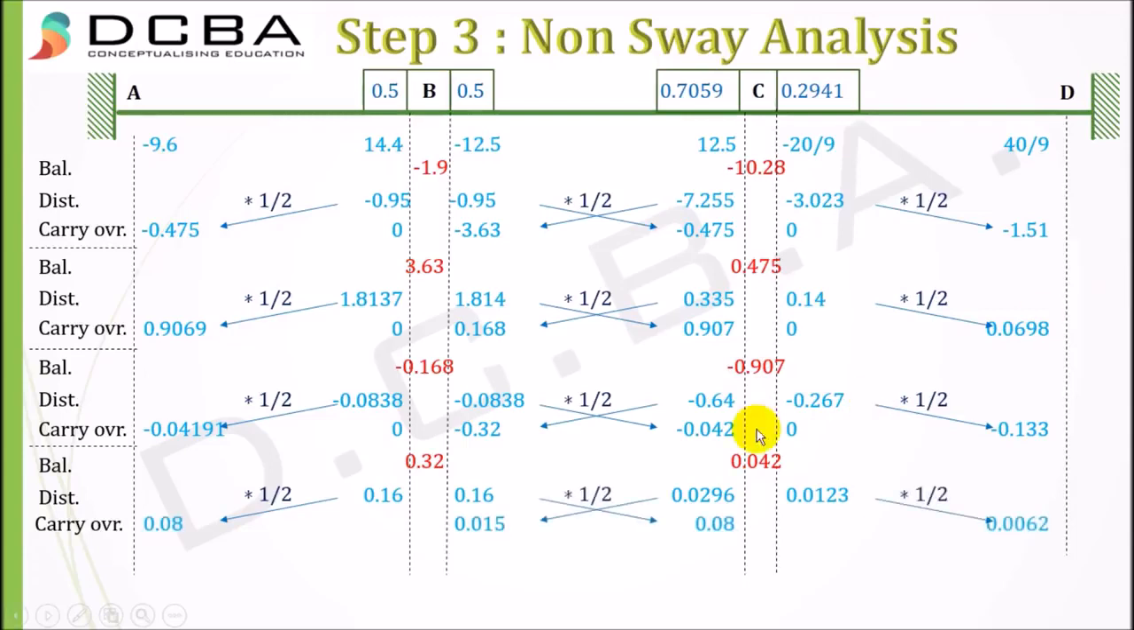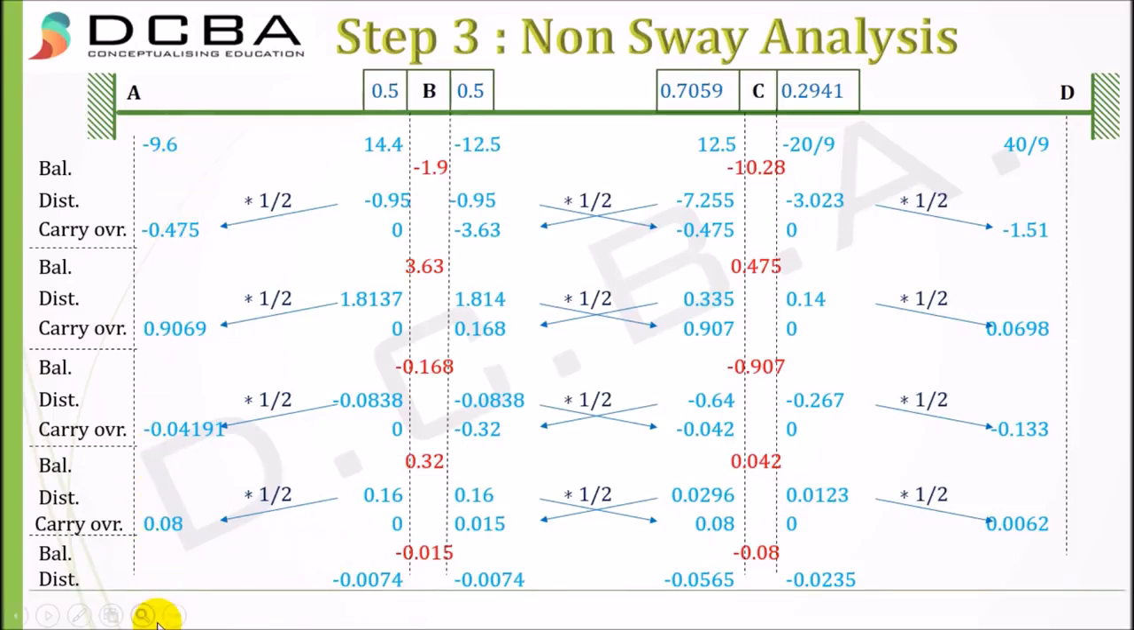As you can see, now we have got a fairly small value, so we can terminate our iterations, but the thing is that we cannot terminate our iteration on the carryover step. So we'll have to do one more iteration, and we always have to terminate our moment distribution iterations on the distribution step only. So doing one more iteration: balancing, and then distribution. So here we terminate all the iterations on the distribution step, and then we basically just add them up.